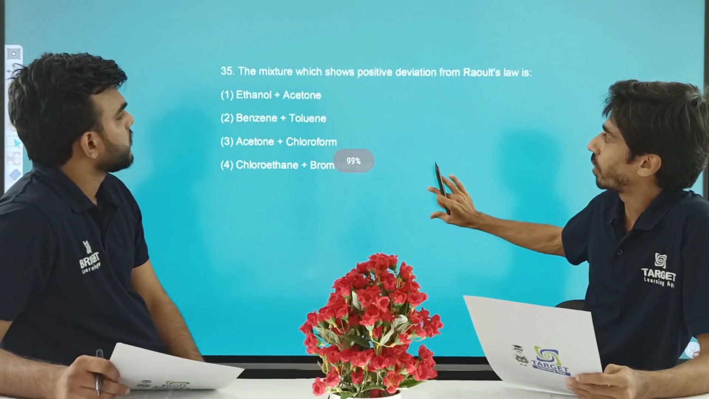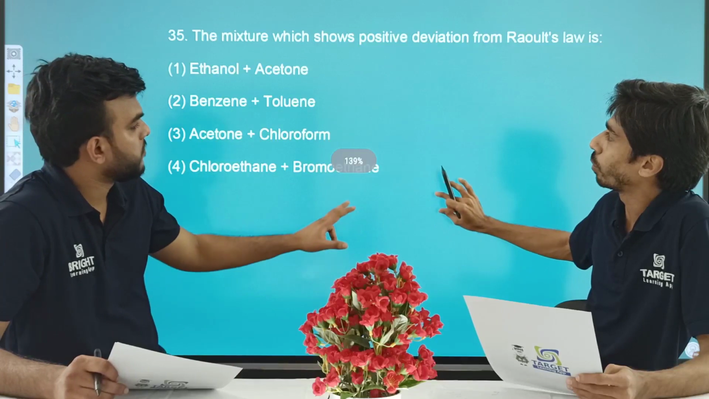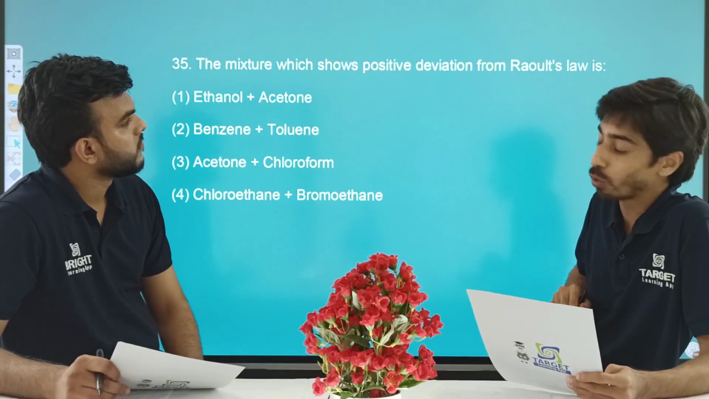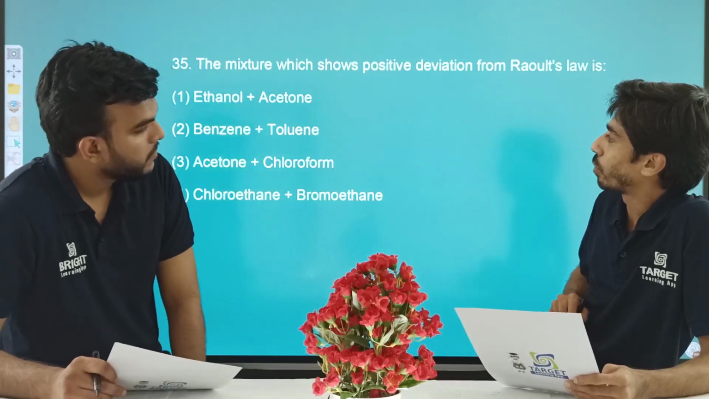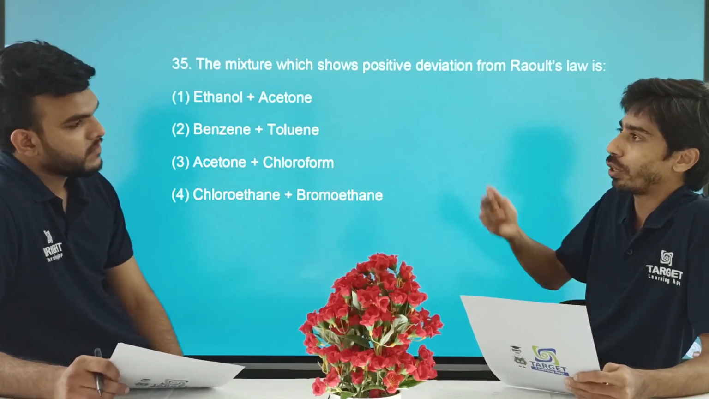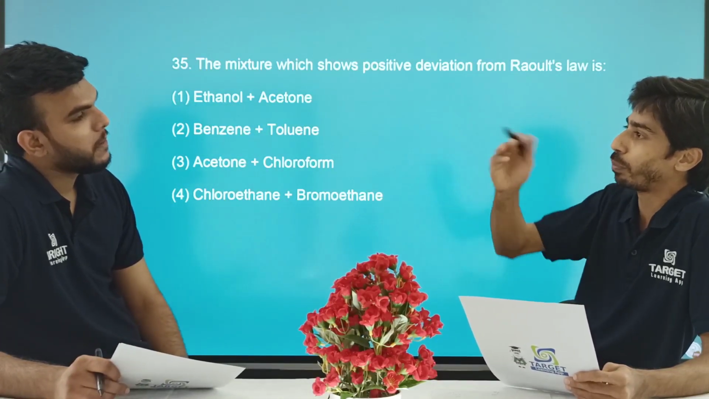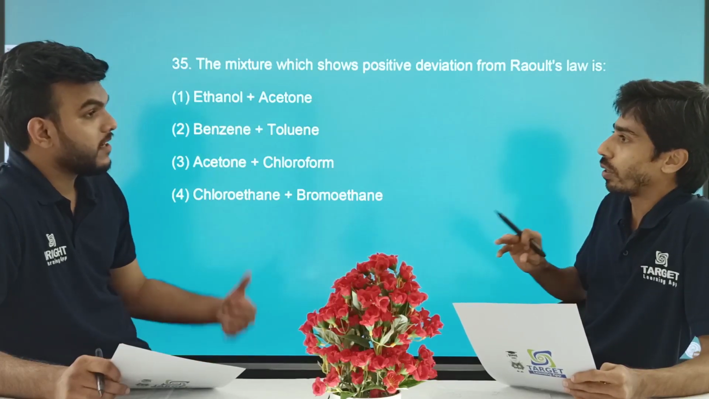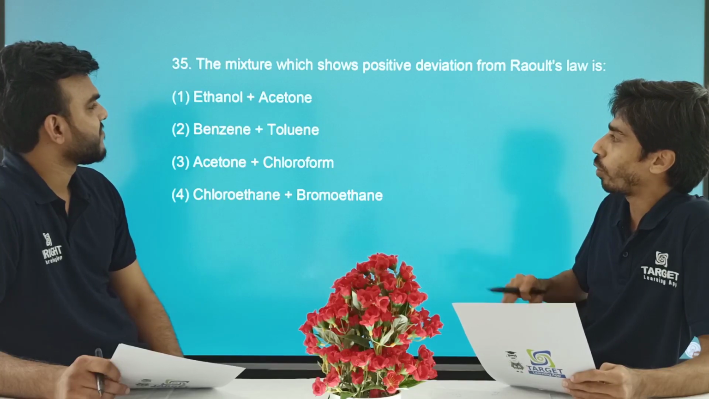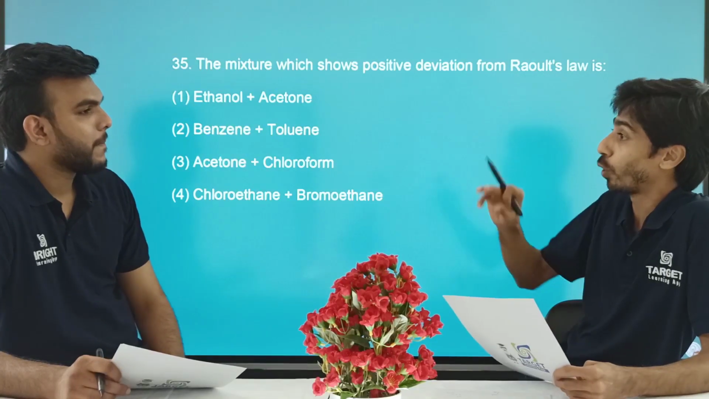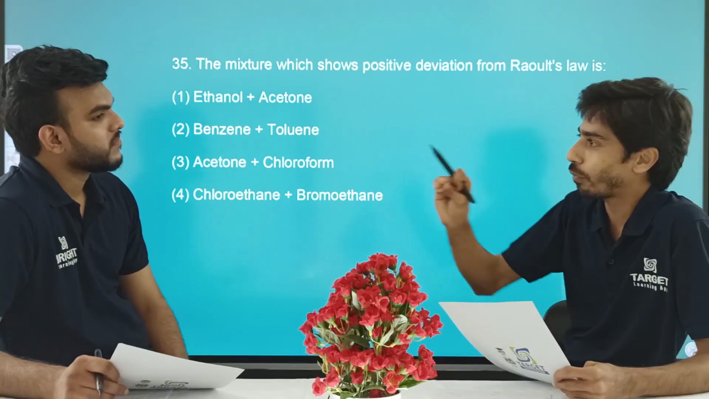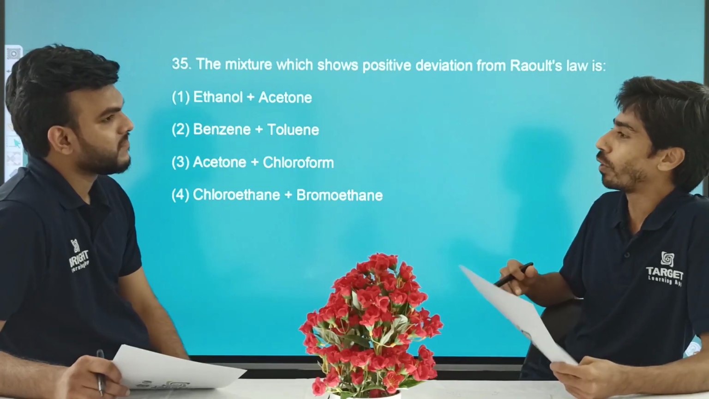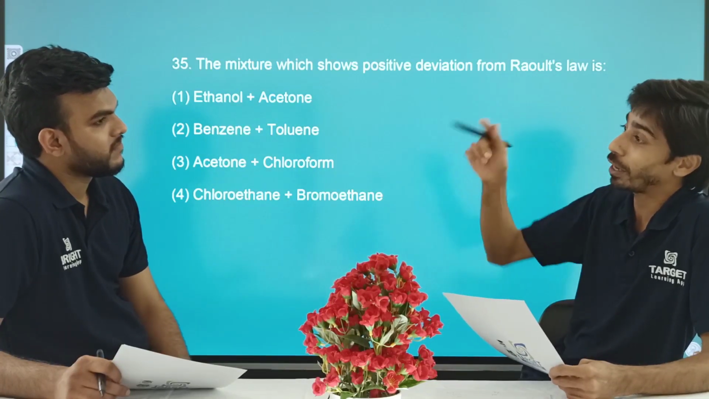That comes from the chapter Solutions. The question: which mixture shows positive deviation from Raoult's law? Ethanol and acetone. Positive deviation means the molecules find it very easy to escape compared to their pure state. You know that ethanol is hydrogen bonded, so ethanol will find it very difficult to escape in its pure state. But when we add a bit of acetone, that hydrogen bond will be disturbed, so the ethanol molecules will find it very easy to escape than in their pure state.